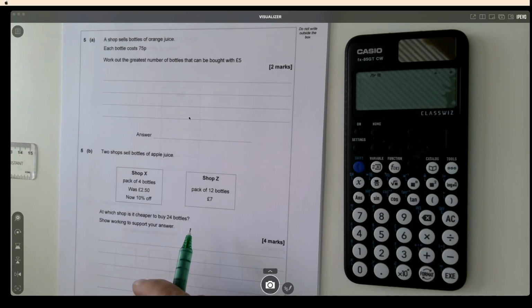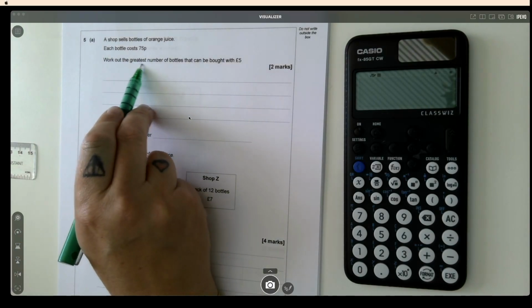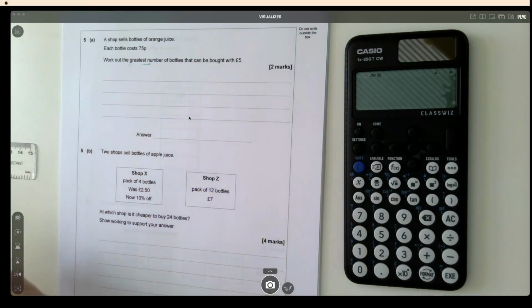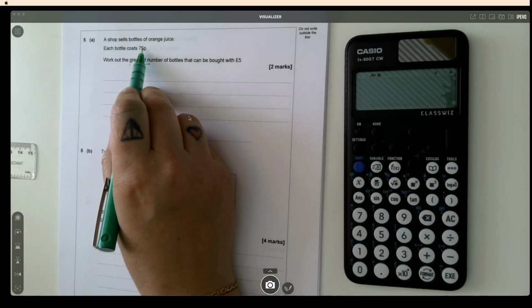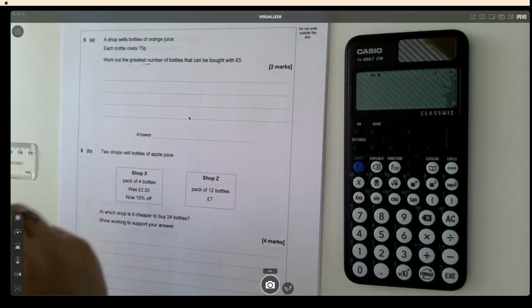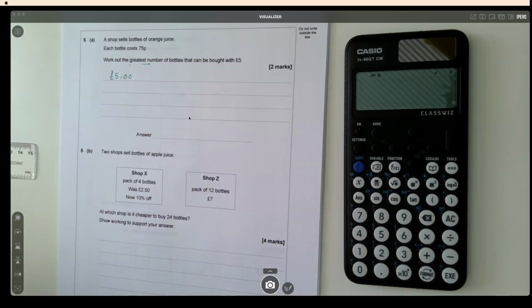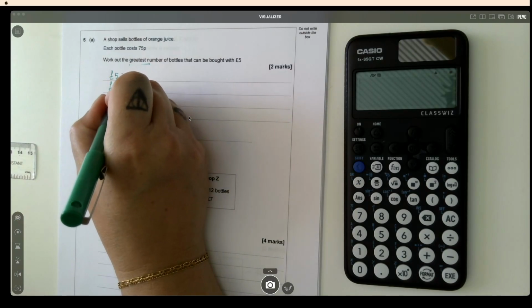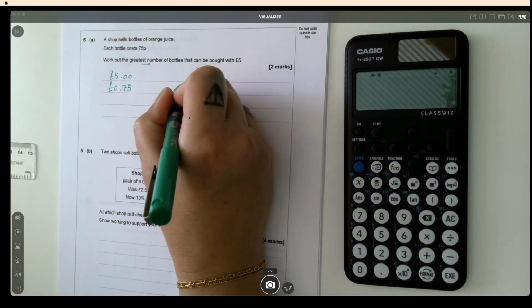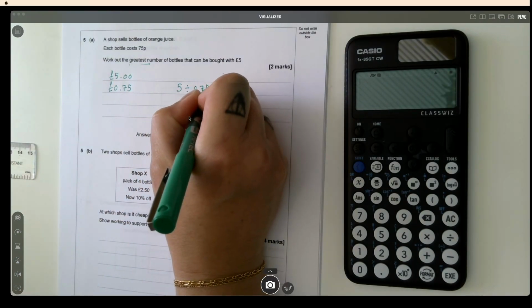Question 5a. A shop sells bottles of orange juice. Each bottle costs 75 pence. Work out the greatest number of bottles that can be bought with £5. So I want to see how many 75 pences will fit into £5. So £5 as a decimal would be that. And then 75 pence as a decimal would be this. So I'm going to do £5 divided by 0.75.